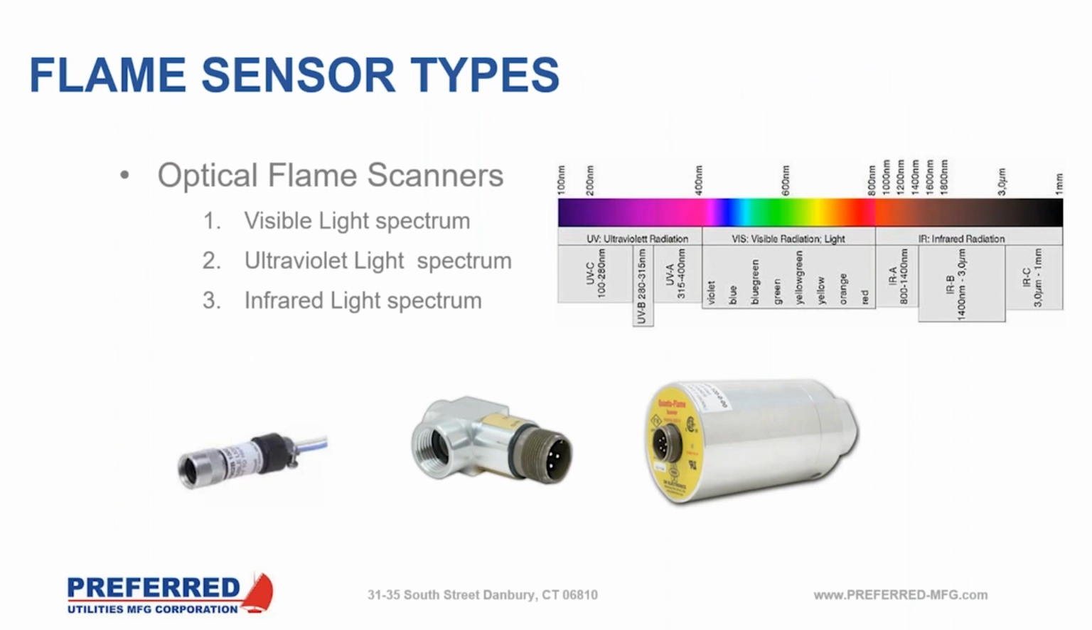And on the flame sensor types, on the optical side of things, we're going to have 3 different types. We're going to have the visible light spectrum scanner, an ultraviolet light spectrum and the infrared light spectrum. And I put up the graph here just to give you an idea of where everything falls.